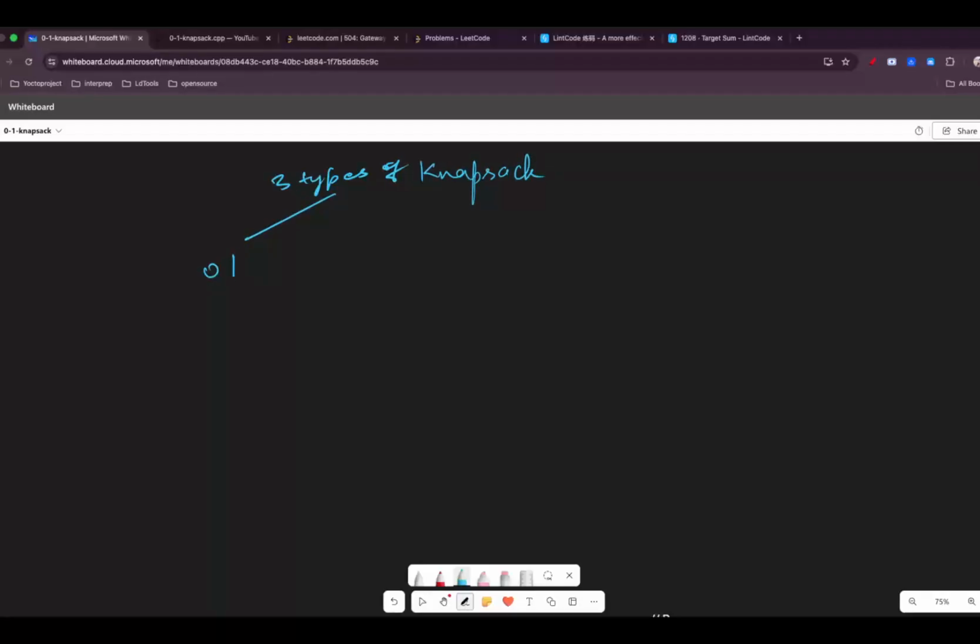One is 01 knapsack. The other one is unbounded, and the third one, which we have already done, is fractional knapsack. Here, fractional we had used greedy, because the most optimized solution for the fractional knapsack we get via greedy. That's why the best possible way to solve the fractional knapsack is greedy.